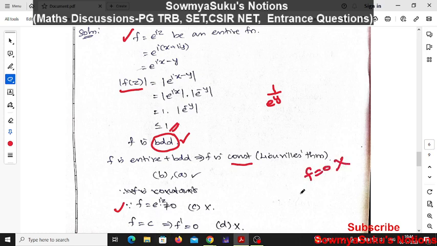And option D, it is given that f dash is a non-zero constant. That is given in the question. Option D is f dash is a non-zero constant. Here you can see f is equal to C, f is a constant, whose differentiation is equal to 0. What is given here is non-zero, but here we got 0. So option D is wrong. So for this problem, option A and B are the correct options.